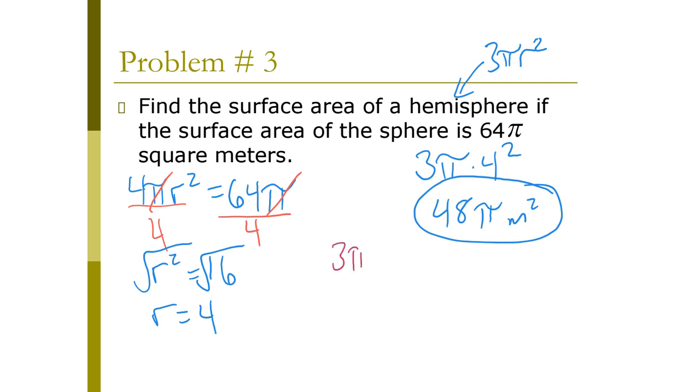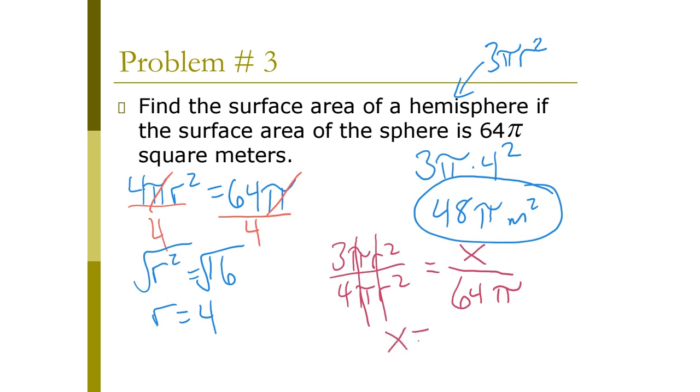A hemisphere is 3 pi r squared, and then my sphere is 4 pi r squared. I want to know my hemisphere and I know my sphere, so I'm comparing here. What ends up happening is we'll see these cancel out, and really my hemisphere is 3/4 the size. So when I cross multiply and solve, I will end up with x equals 48 pi.